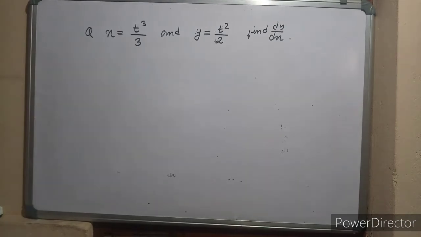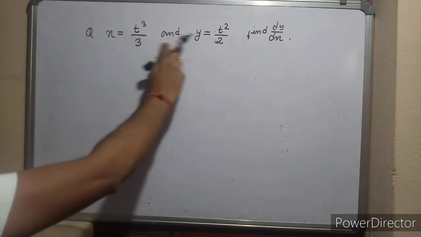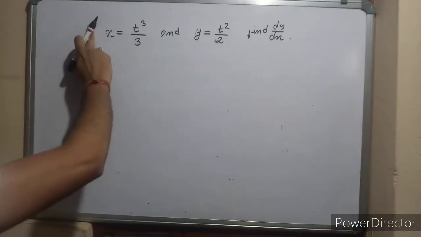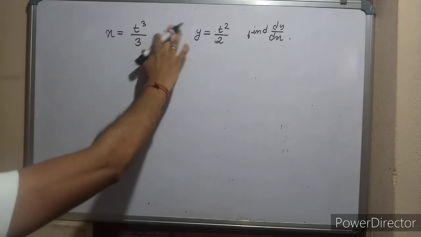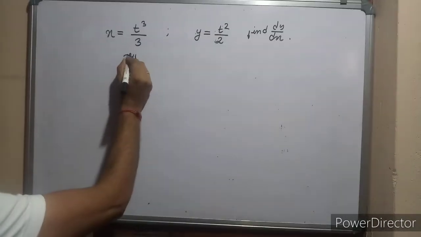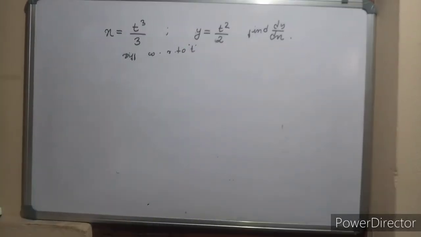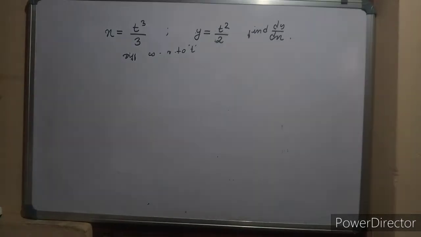Now the numerical that we'll do. The question is x equals t cubed by 3 and y equals t squared by 2. What you have to calculate is dy over dx. Both the equations I'll differentiate with respect to t.